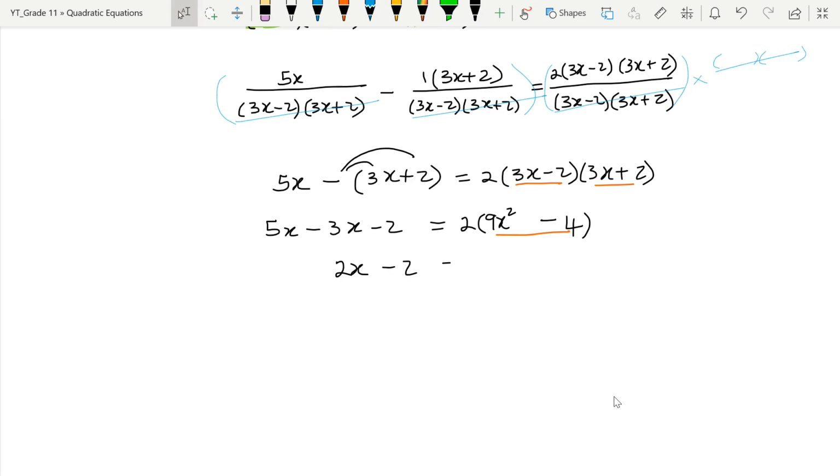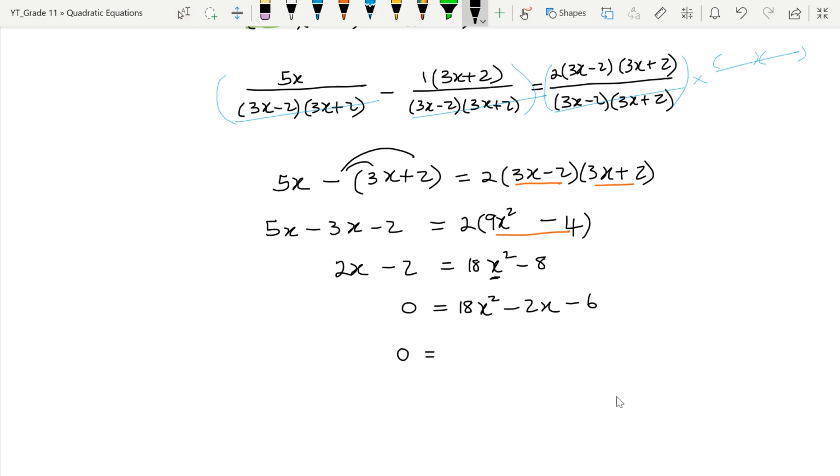There I've got 2x minus 2, and then I've got 18x squared, and I'm taking away 8. Now we are just back to a quadratic equation that we need to solve. So I'm going to take everything to that side: 18x squared minus 2x, and then take away 6. Let's see if there are some factors. So let's grab our calculators. My a value is equal to 18. My b value is equal to negative 2. And negative 6 for my c value.